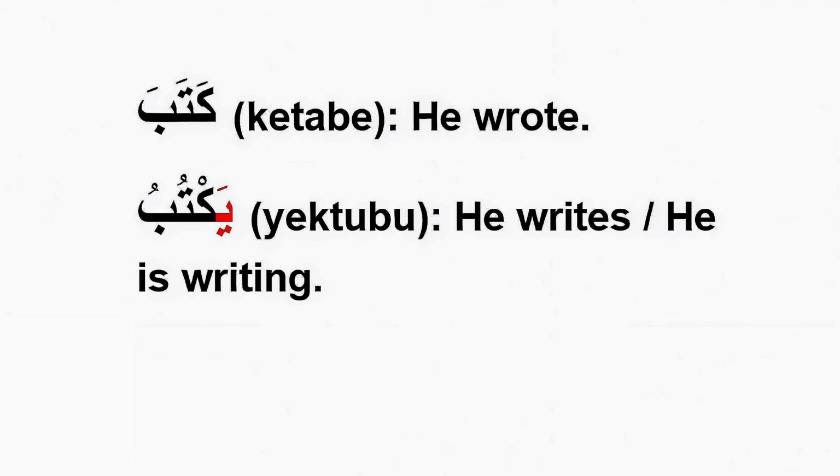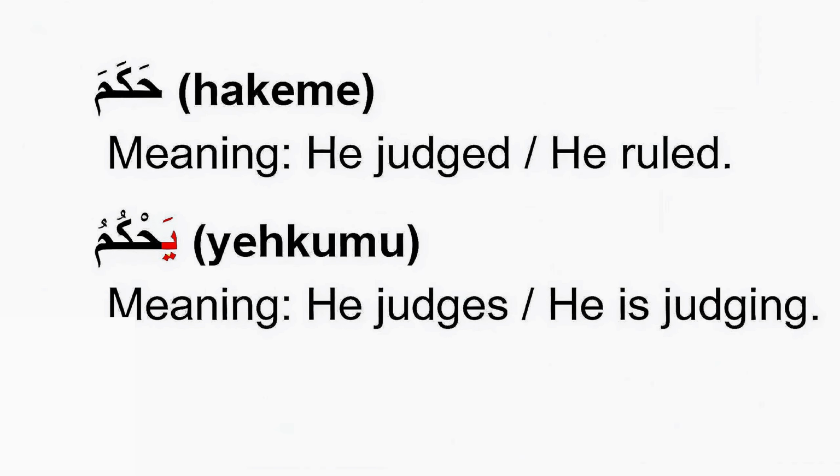We are now learning the same for kataba. From kataba we must make yaktubu. Kataba means he wrote, and yaktubu, according to the second form, means he is writing. Hakama means he judged. Yahkumu means he is judging. This was the second form. Now let's come to the third form, masdar ghayr mimi.